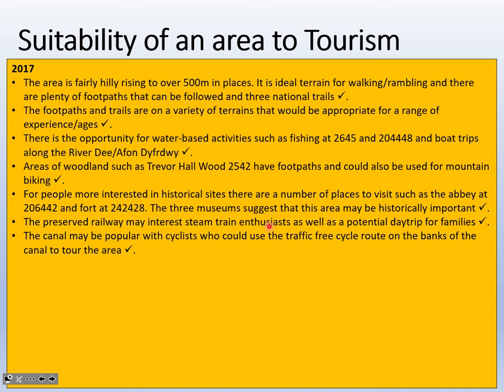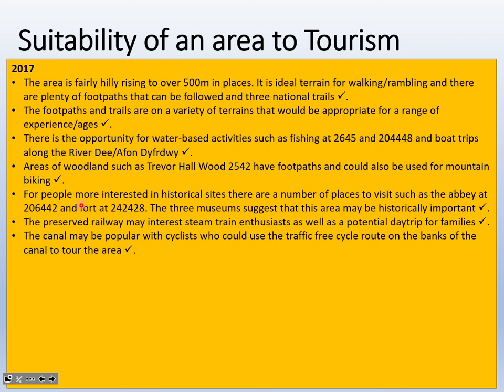The canal may be popular with cyclists who could use the traffic-free cycle route on the banks of the canal to tour the area. Again, here's an example of map evidence. There's the canal. What tourist activity is it going to be used for? Popular with cyclists. But if you put your full stop there, you're never going to get a mark. What you've got to say is, and it's appropriate to cycling because of the traffic-free cycle route that you have recognised.